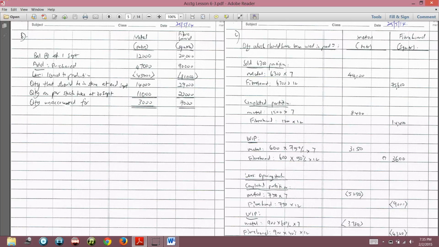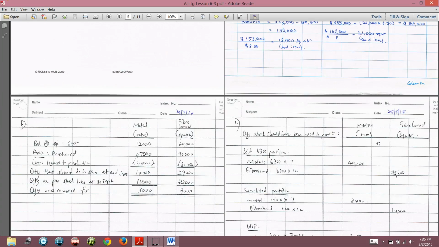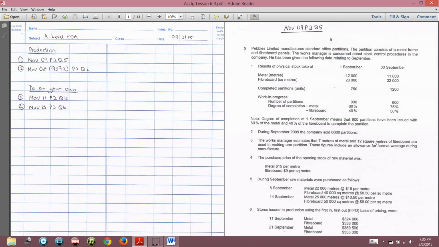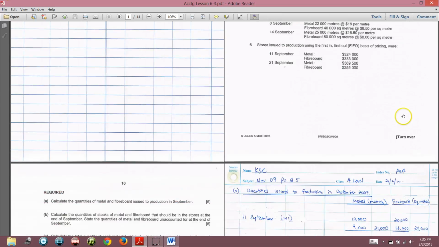And then on 30 September, there were 600 units of stock of work in progress. For this stock of work in progress, the degree of completion for metal is 75% and the degree of completion for fiberboard is 50%. That means for metal, they have put in 75% of the needed metal for producing these 600 partitions.